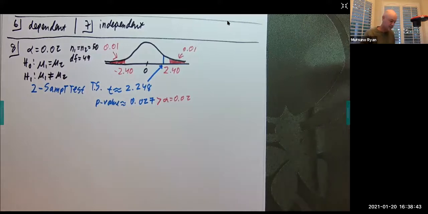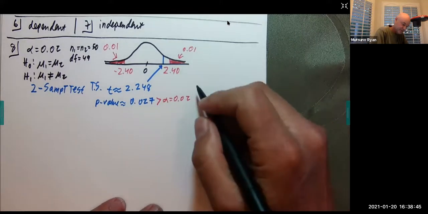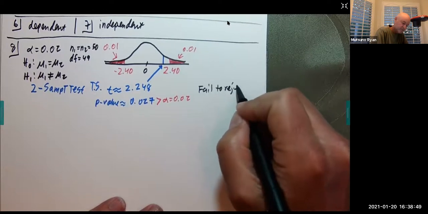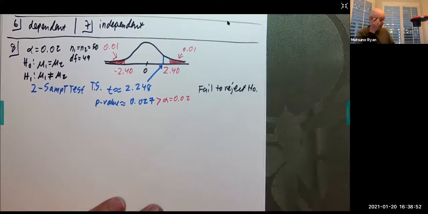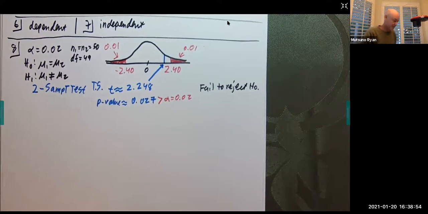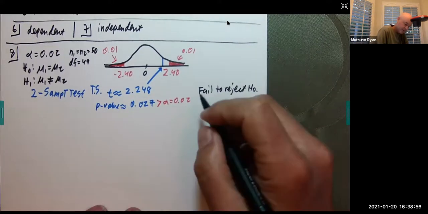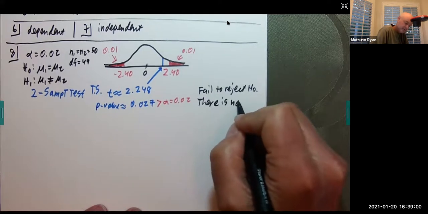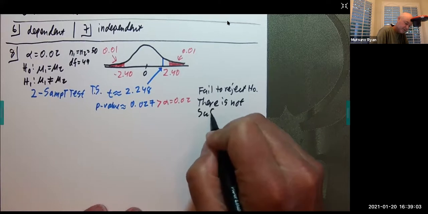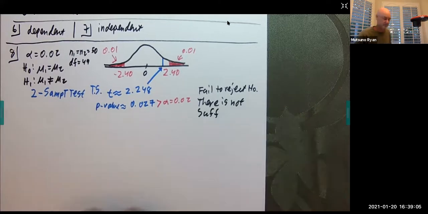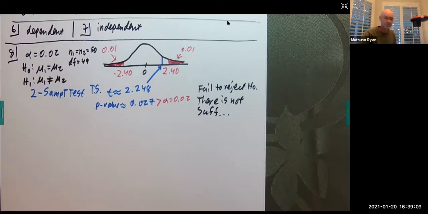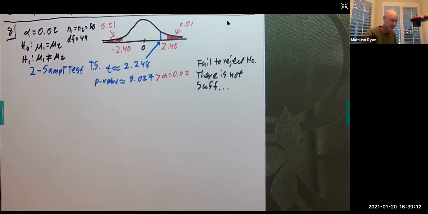So our conclusion is fail to reject the null hypothesis. To save time, I'm only going to write part of it. There is not sufficient evidence to support the claim that, and so on and so on. Trying to make this video as short as we can. So you would just restate the claim: there's not sufficient evidence to support the claim that.